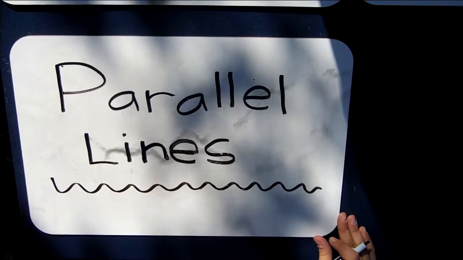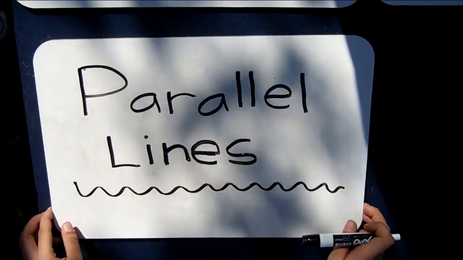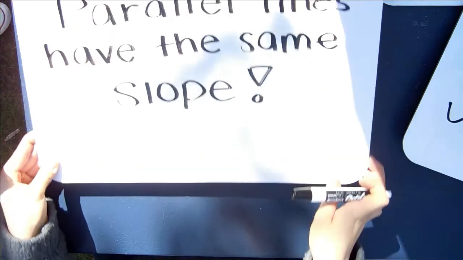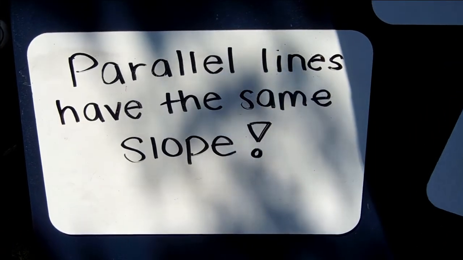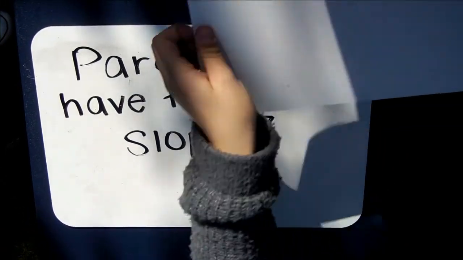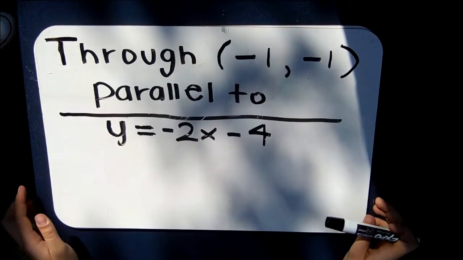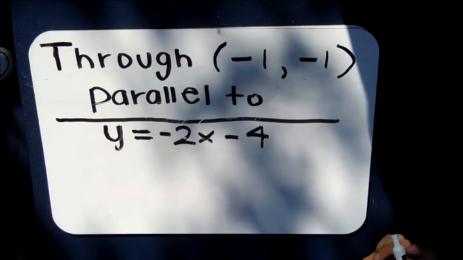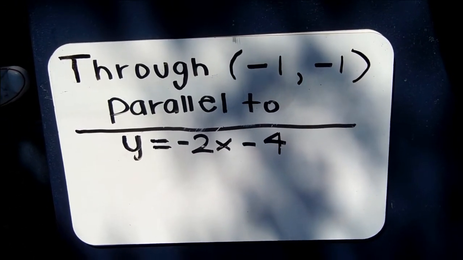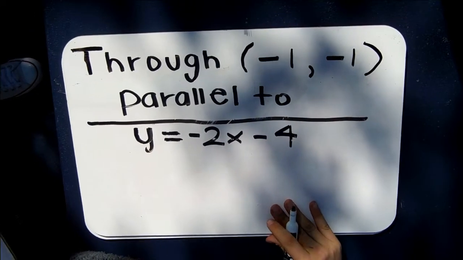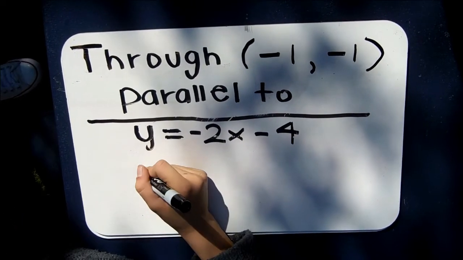This segment of our video is parallel lines. The definition of parallel lines is they have the same slope. For example, through -1, -1, parallel to y equals -2x minus 4.